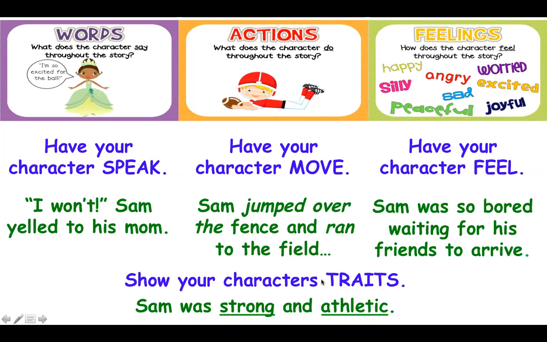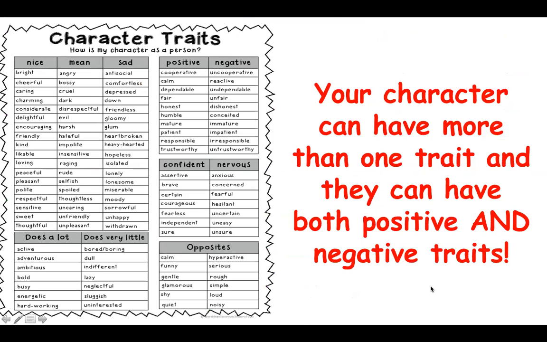We also have to show our characters' traits by having them say and do things that show what kind of person they are on the inside. For example, Sam was strong and athletic. When we're talking about character traits, your characters can have more than one trait, and they can have both positive and negative traits. I always like to keep this chart out in front of me when I'm writing a story so that I have a lot of different character traits to pick from.